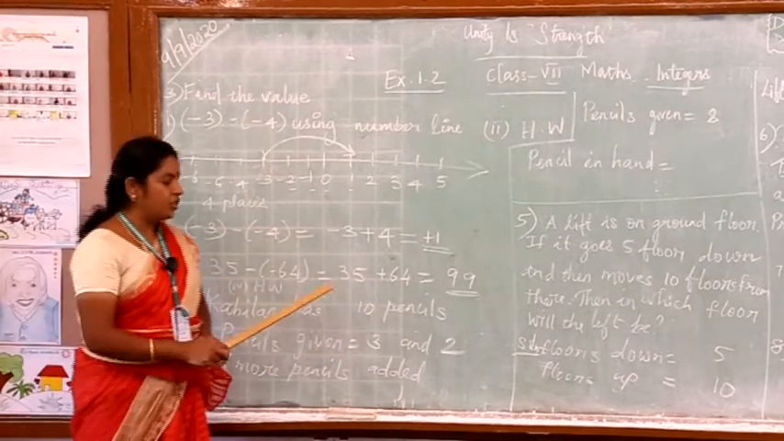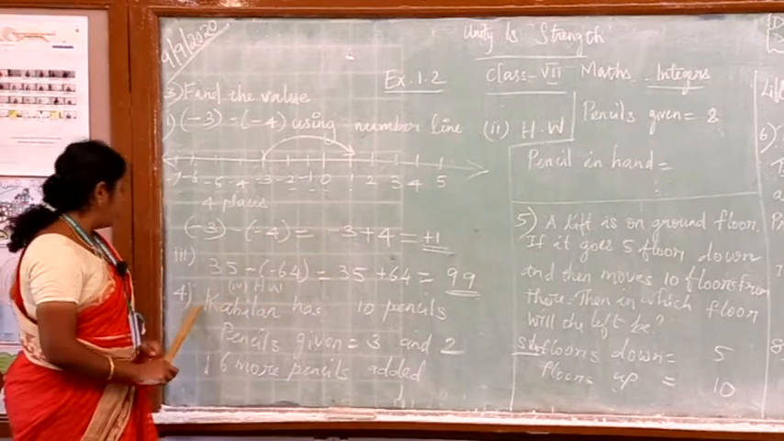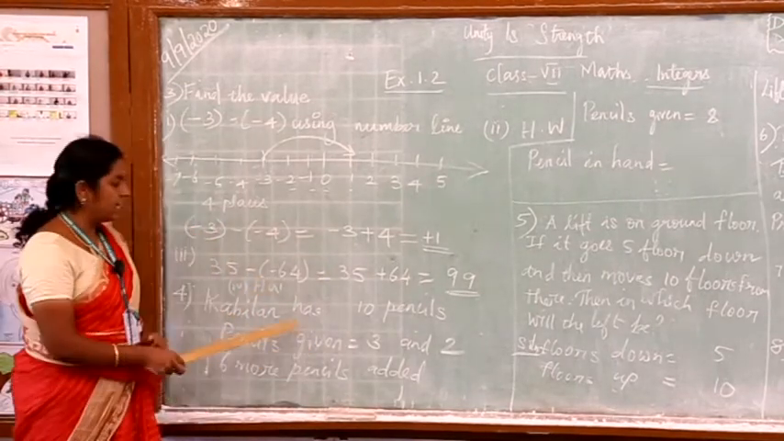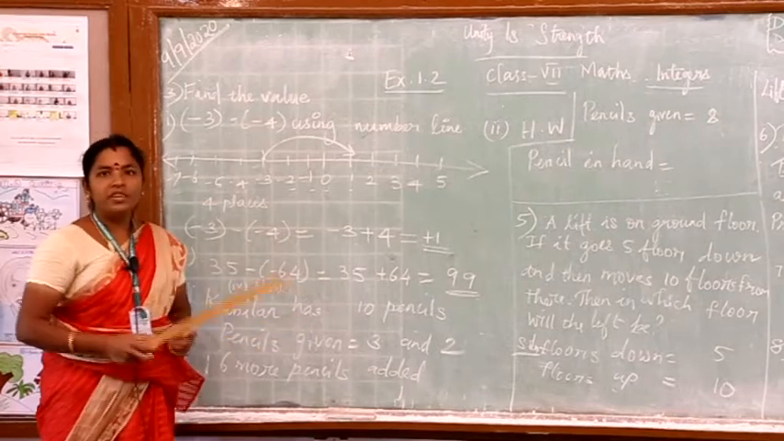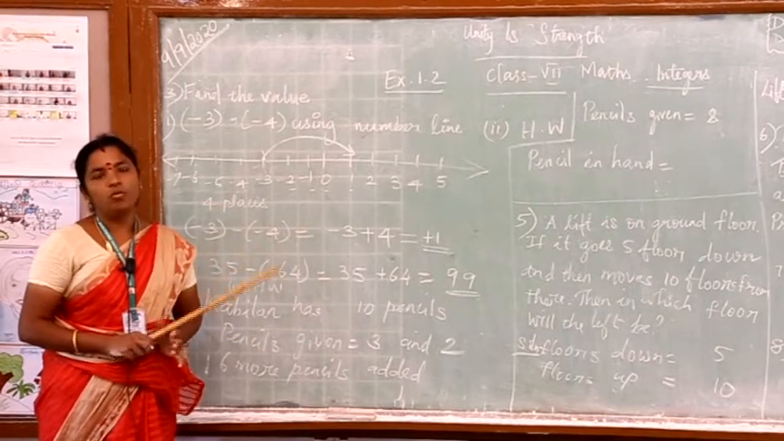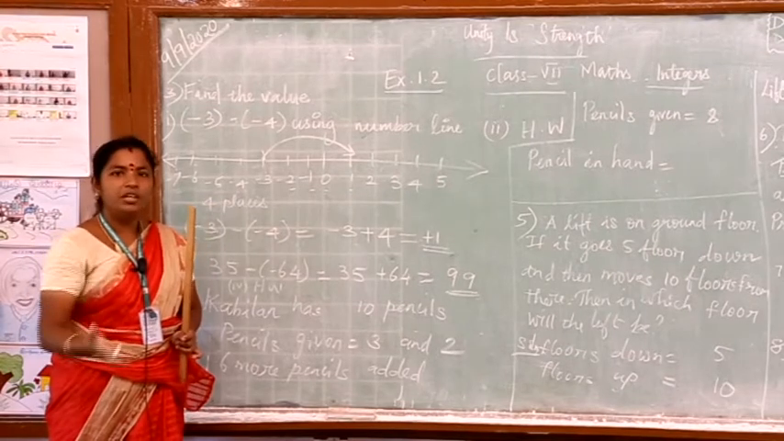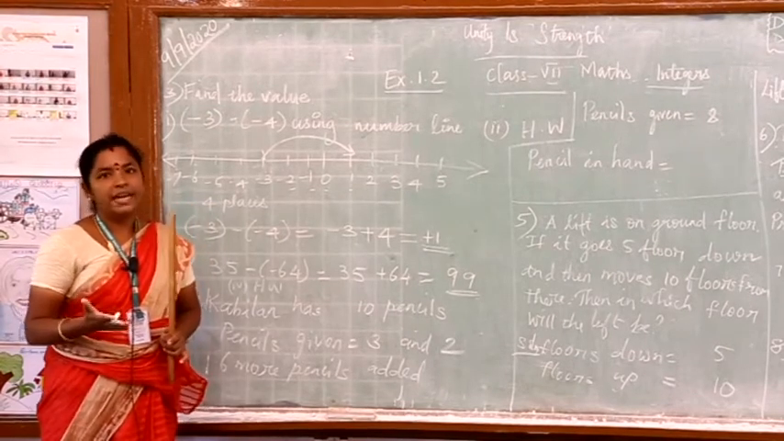Okay, and the fourth subdivision, try it by yourself. Now, we will be going for the fourth question. What your fourth question says is, Kabilan has 10 pencils with him. Whatever number we have, we have to take that as positive. What we are giving out, we are going to give as negative numbers.